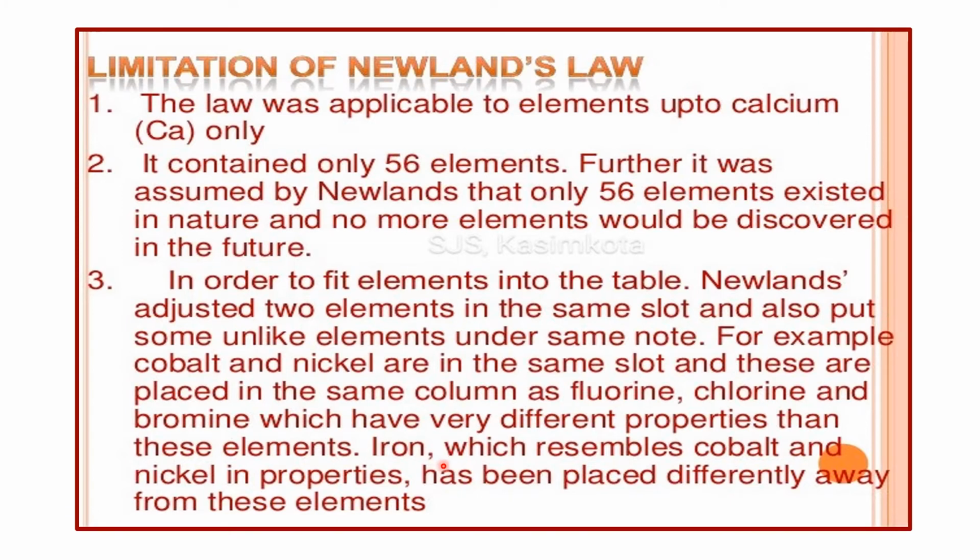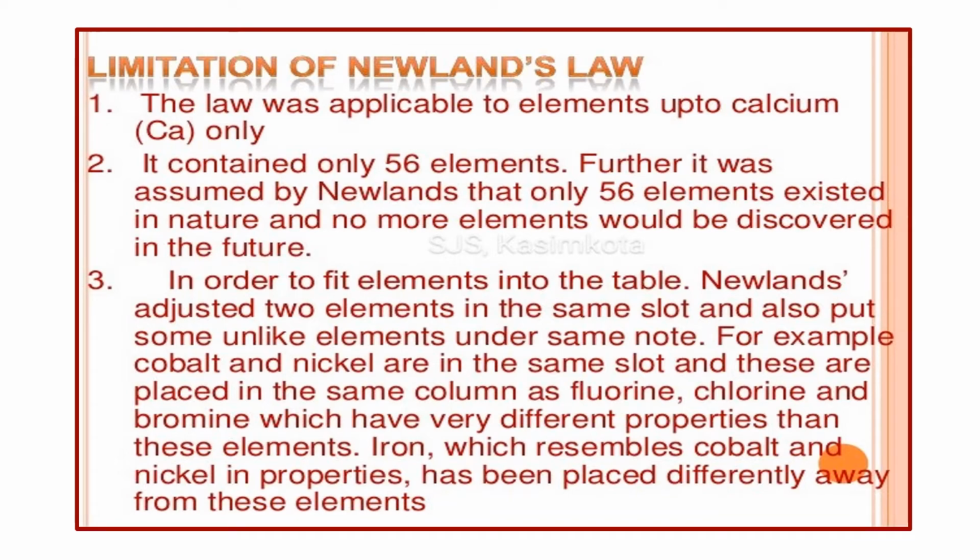Iron, which resembles cobalt and nickel in properties, has been placed differently away from these elements. And here, another defect is that iron, which is in resemblance with the properties of cobalt and nickel, has been placed away from the elements of iron, nickel and cobalt. So here, the group of elements cobalt, nickel and iron have the same properties, but iron is placed away from cobalt and nickel, and this cobalt and nickel were placed in the slot with the halogens, that is fluorine, chlorine, bromine and iodine.